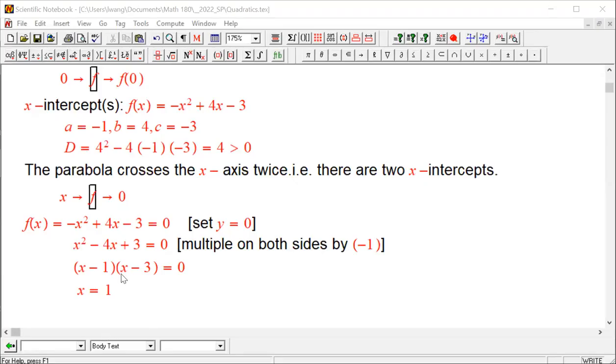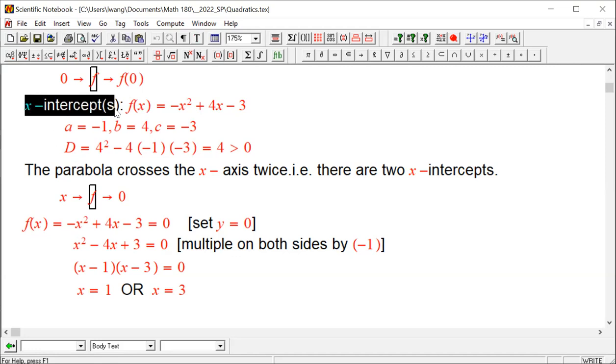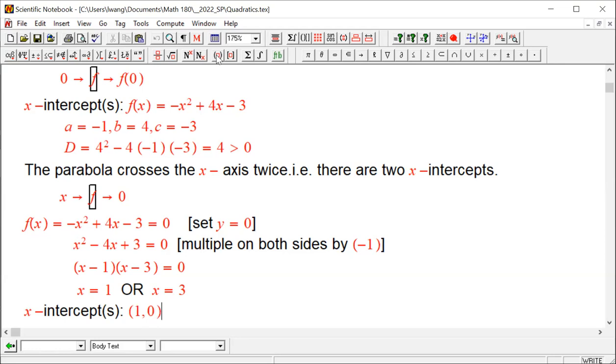All right, we're back. So we're solving this equation for x-intercepts. And now we got x equals 1 or x equals 3, right? And so we found our x-intercepts. We have 2 x-intercepts, and they are (1, 0) and (3, 0).